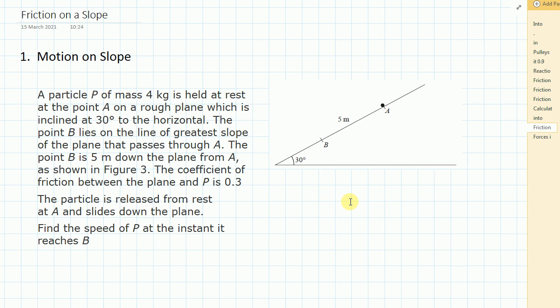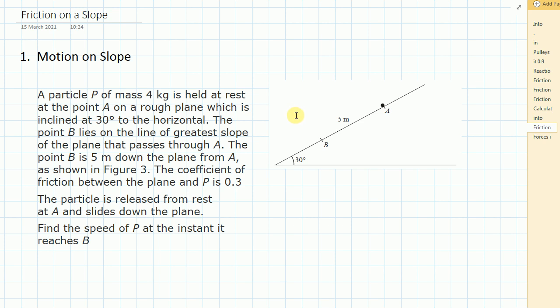Okay, we're going to record a video on using motion on a slope. There are two types of question that I want to review. One is to do with actually causing motion, and the second one deals with trying to resist motion, what they call remaining in equilibrium or on the point of sliding. They're synonyms that will come through. So let's start with this first question where a particle is going to actually move.